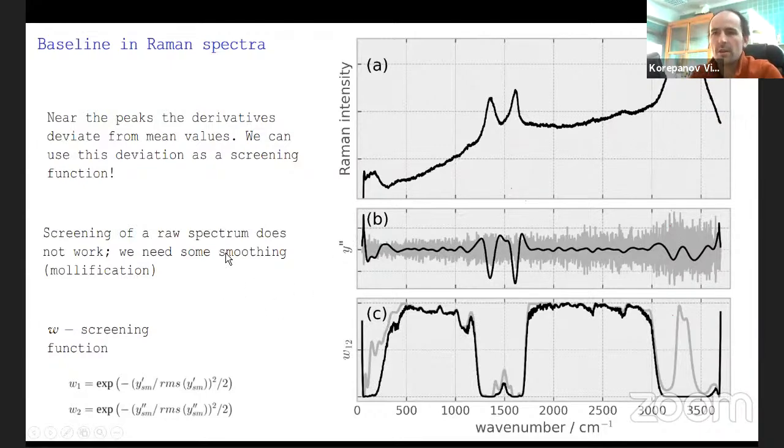It does not work with the raw experimental spectra because it has some noise, and if we try to do it with the raw experimental spectra, we just get this gray noisy line. So we need to apply some kind of smoothing, which can also be called mollification. If we do it, then we can see that the peaks can be detected very well just by their derivatives.